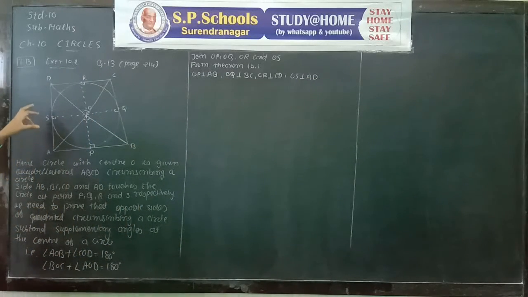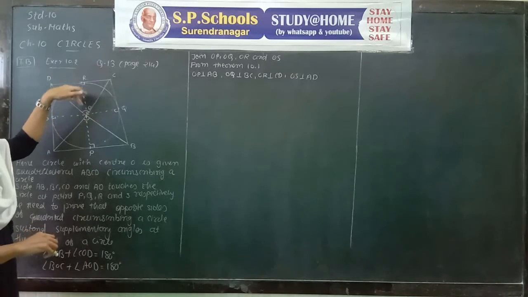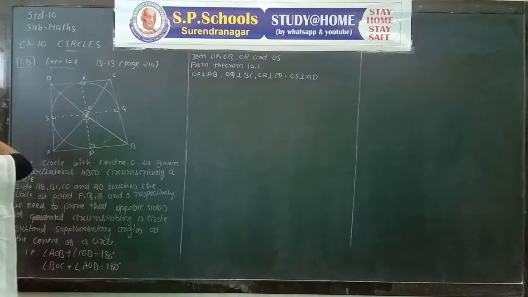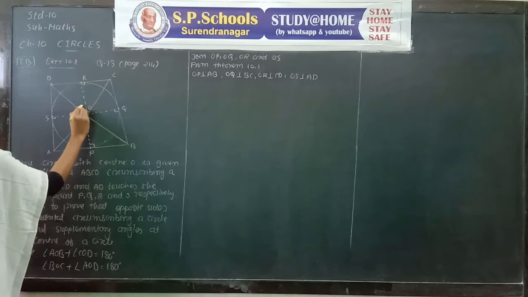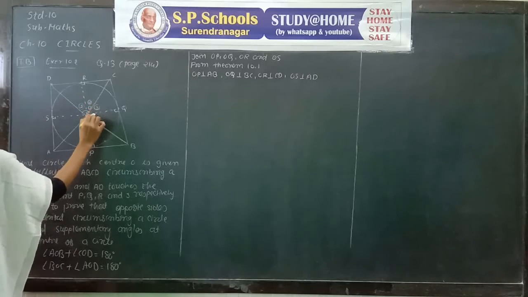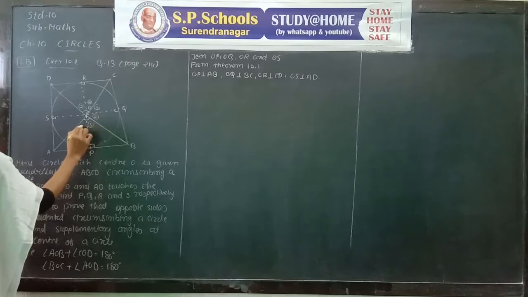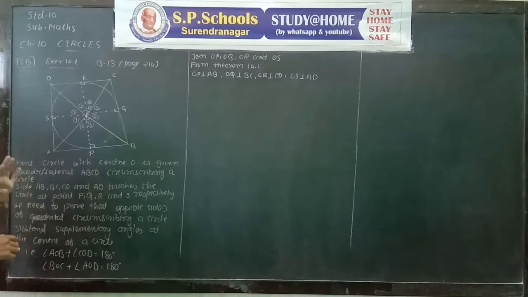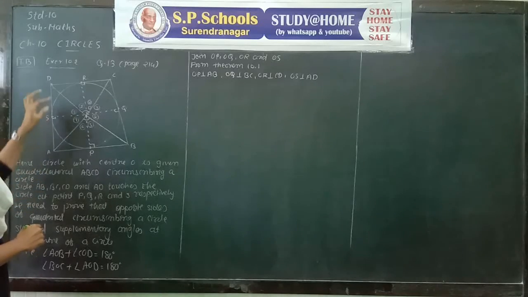OS is the bisector of angle AOD, OR is the bisector of angle COD, OQ is the bisector of angle BOC, and OP is the bisector of angle AOB. So take the angles as angle 1, angle 2, angle 3, angle 4, angle 5, angle 6, angle 7 and angle 8. The same thing is applied here.